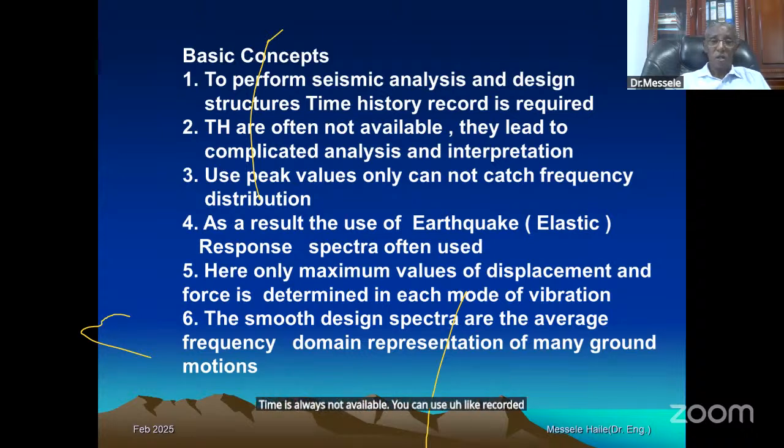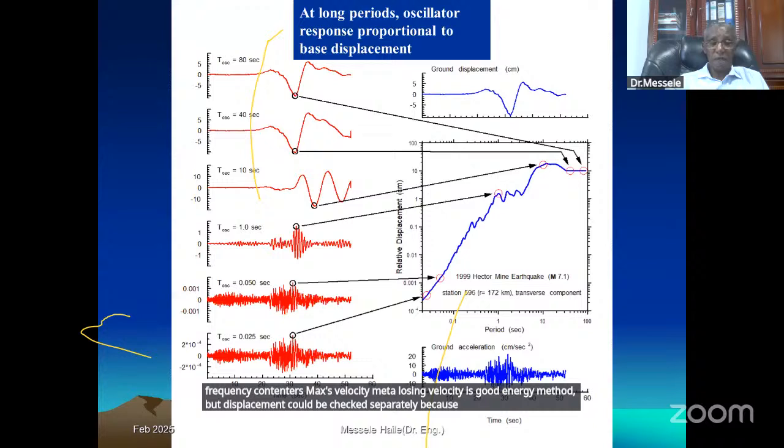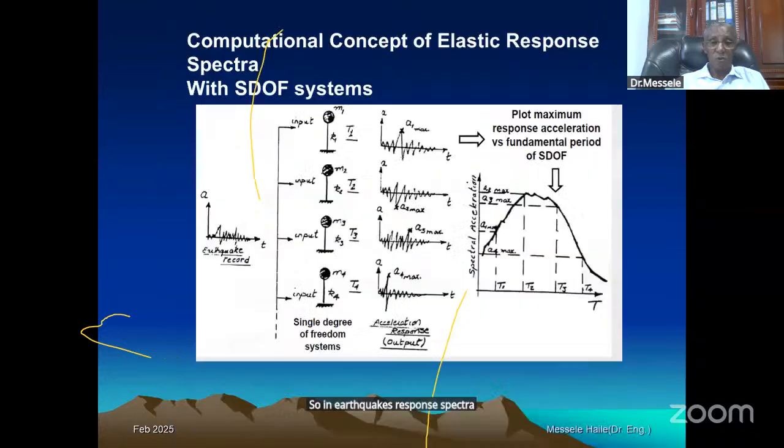Peak values do not catch frequency content, so we have to be aware of the frequency contents. Using velocity is good, it's an energy method, but displacement could be checked separately because displacement is another factor. So in earthquakes, the motions and response spectra are related.